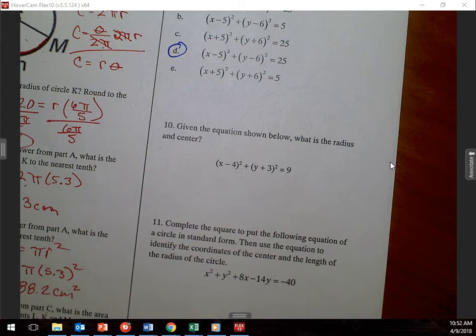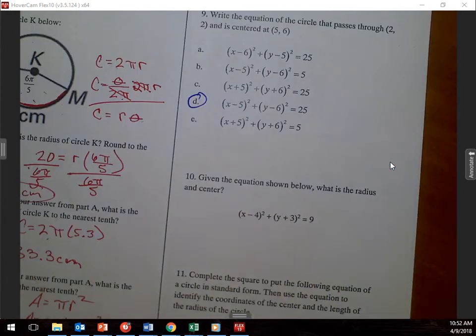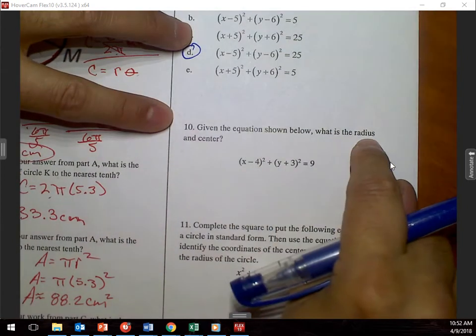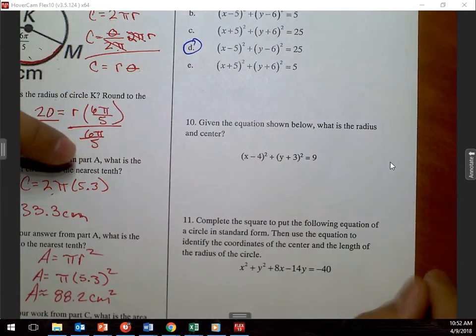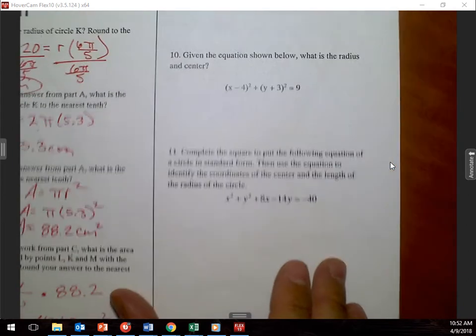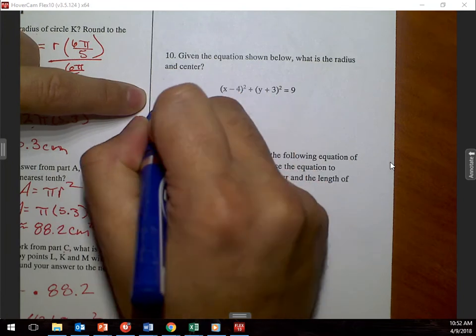Anyway. All right. So, like I said, we're going over this again. I will go over it more. So, let's take a look at this next problem then. It says, given the equation below, what's the radius and center? If you paid attention to that previous problem that I just did, the center's going to be out where?